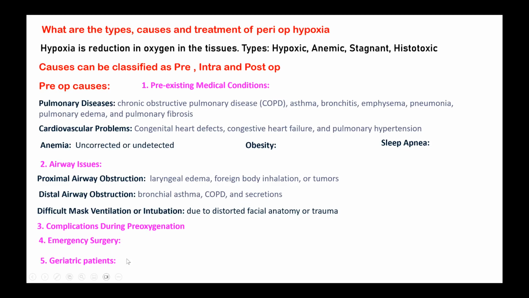and the patient may land up with hypoxemia during induction. Similarly, geriatric patients who have an edentulous jaw, where trying to give a jaw thrust or a chin lift may cause more occlusion, as I have shown earlier in one of the first pictures. So these are all the pre-op causes of hypoxemia which we have to be very aware of.